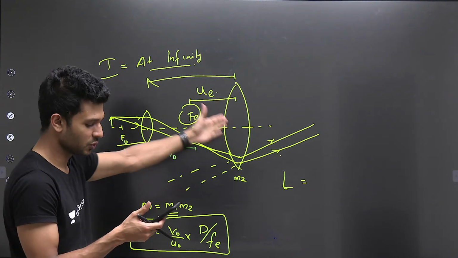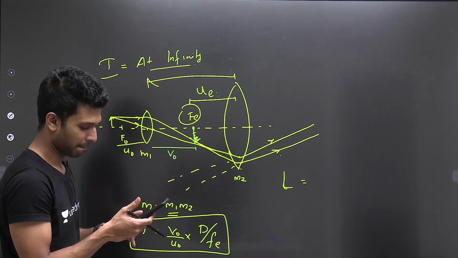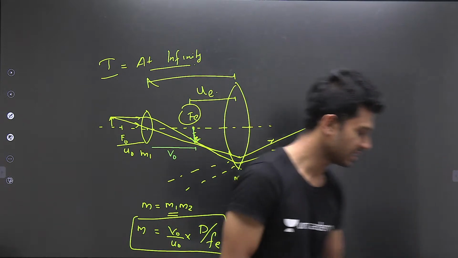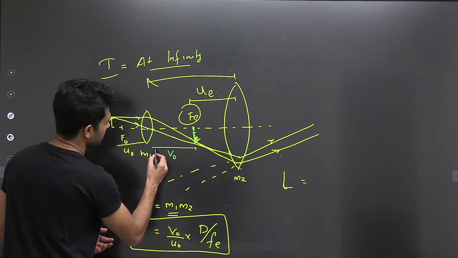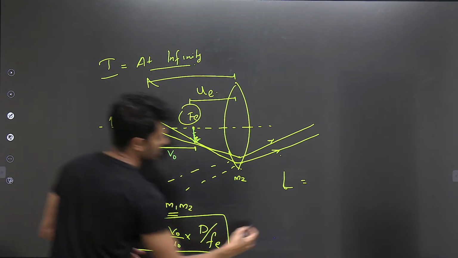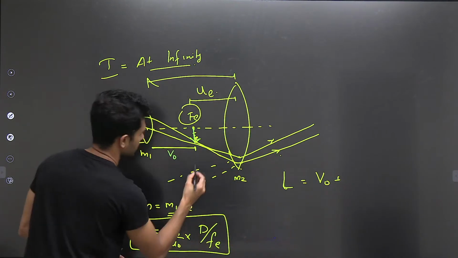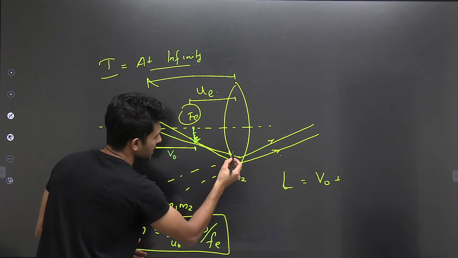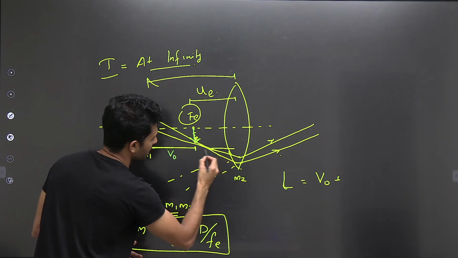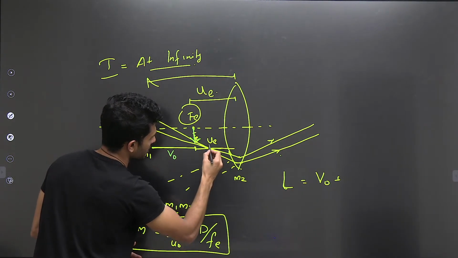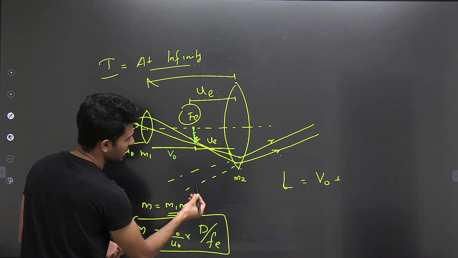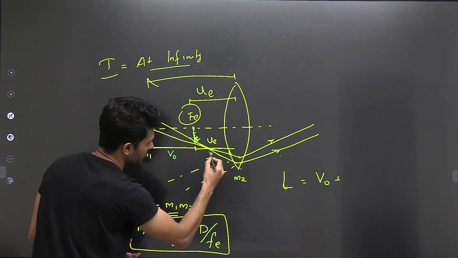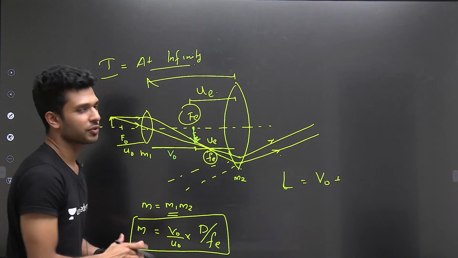It is so simple. You do have the entire figure here. I'll tell you. Till here, it is V0 plus. This is where the image of the objective lens is formed. This is also the distance of the object from the eyepiece. This is UE. But we know that as the final image is formed at infinity, this object for the eyepiece will be at a distance of where? At the focal length of the eyepiece.